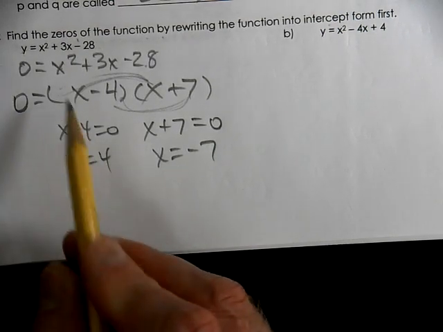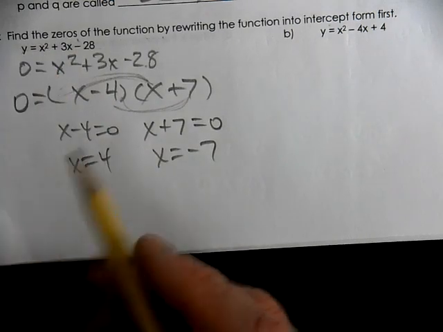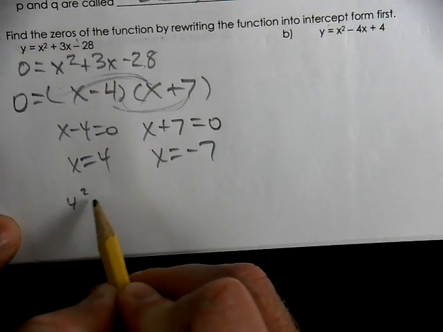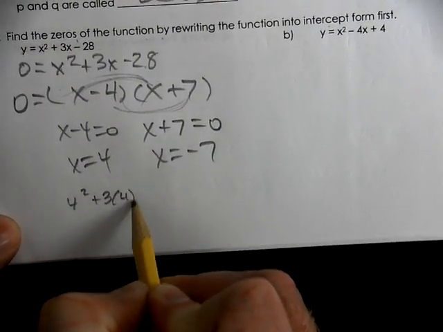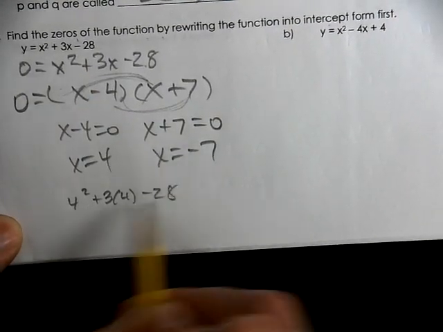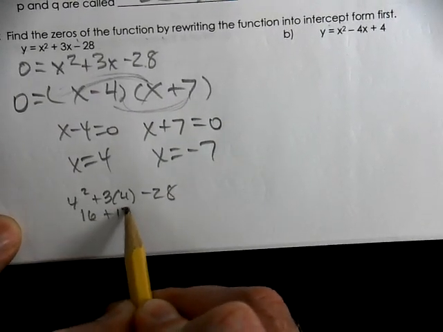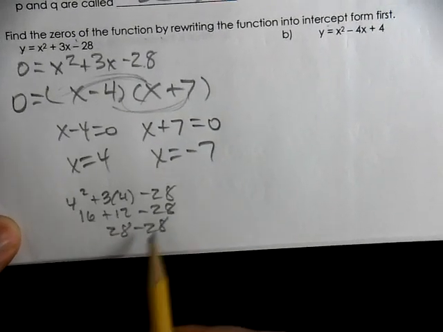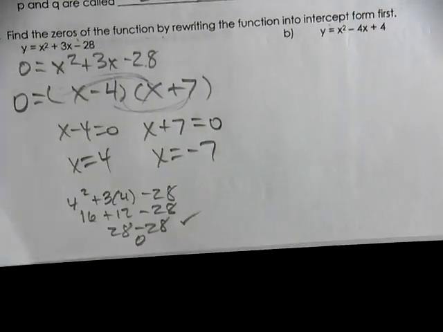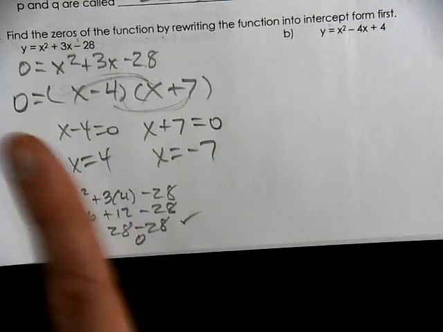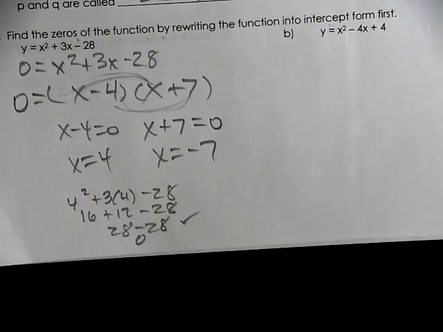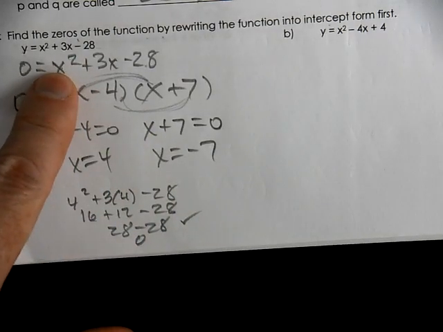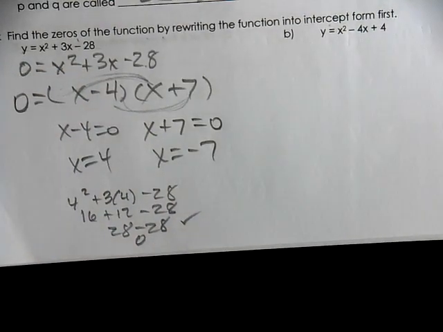If you were to plug the 4 back into the equation, 4 squared plus 3 times 4 minus 28, 16 plus 12 minus 28, that's 28 minus 28, that is 0. That checked. Same thing would happen with negative 7. Just be sure you square the negative 7 to get 49.